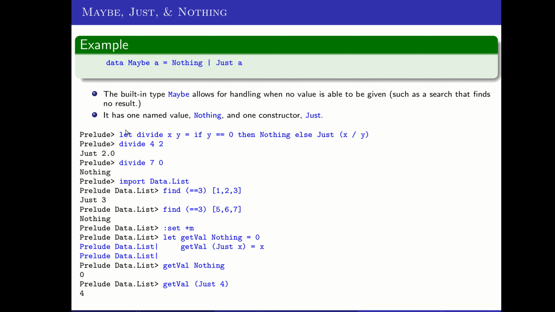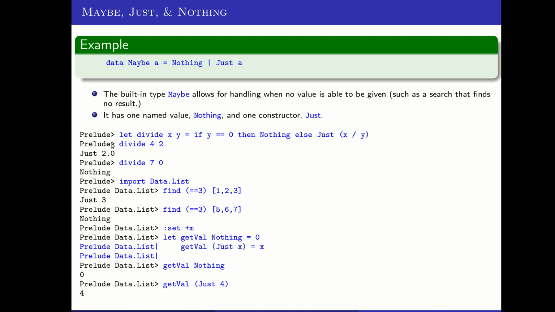So I've written a divide function that takes an x and a y. If y is 0, well, I don't want to just let it try to divide by 0. I want to give Nothing. Now the trick to this is that means I'm not returning a number. I'm returning Just and then the number, which I can't do divide with, for instance. Divide takes two regular numbers, so I'll have to pull out the 2.0 from that if I want to actually do more math with it.